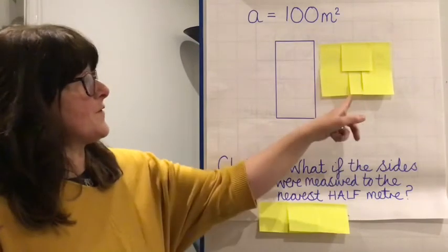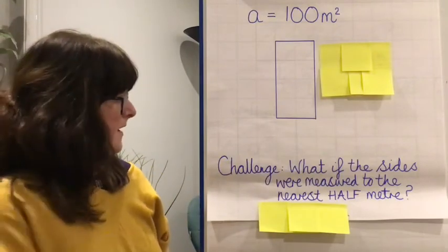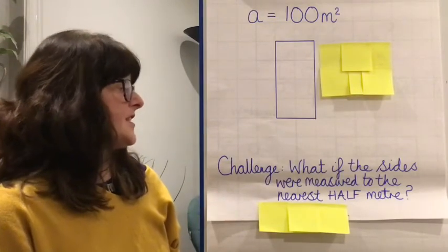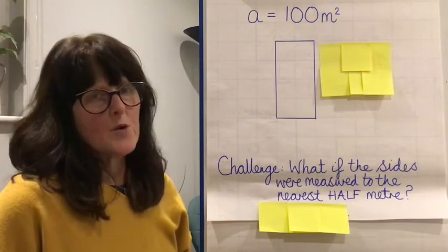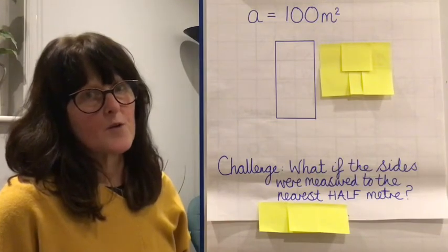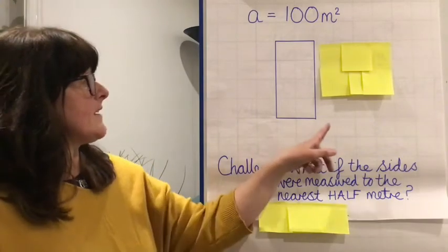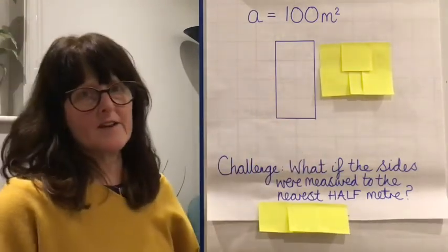If you think you've found them all, do this little challenge here. What if the sides were measured to the nearest half metre? What if the sides weren't a whole number? Can you come up with a possibility for the width and the length? Have a little go.